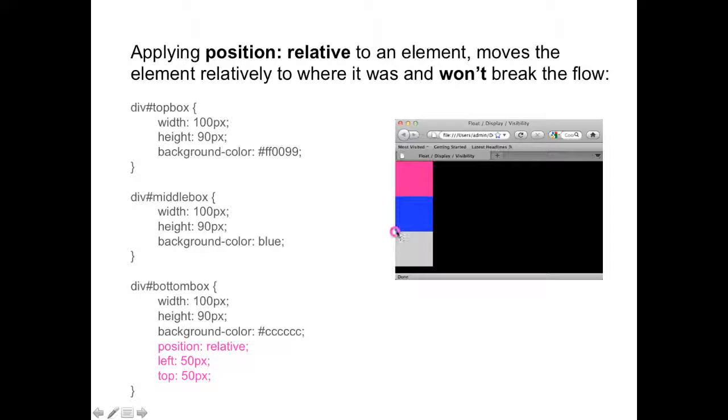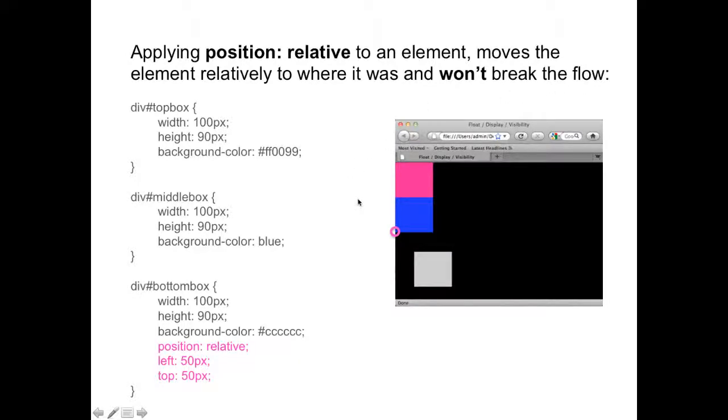It's going to move as of this point. That's because the rule is saying applying a position relative, which is what we did, to an element, moves it relatively to where it was, which is this very point, and will not break the flow. So the gray box moves 50 pixels down and 50 pixels to the right.